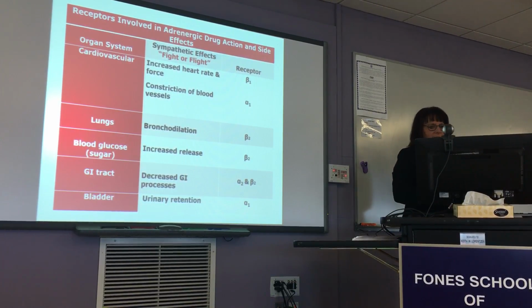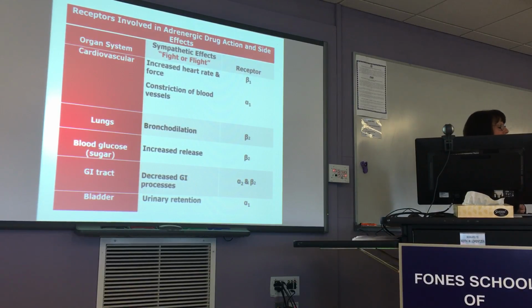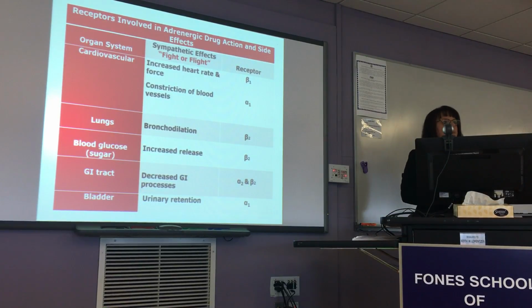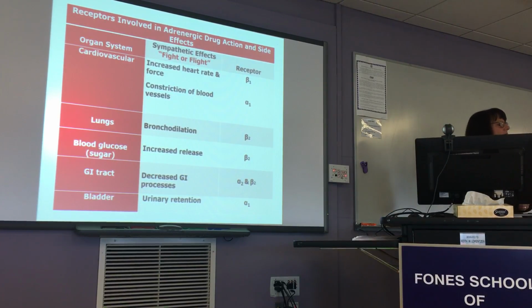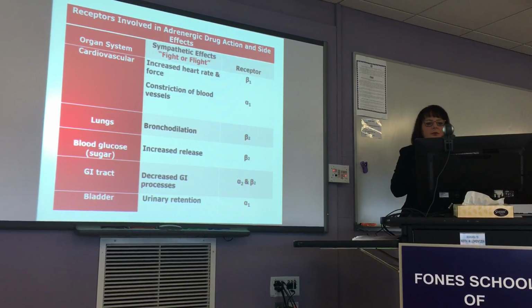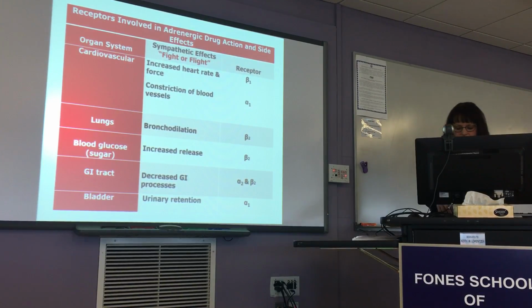GI tract, okay? Decreased GI processes, okay? There are alpha 2 and beta 2 in our GI tract, okay? When it comes to our bladder, I think of that as kind of a muscle in there that can get contracted or expanded. That's also an alpha 1. It's helpful to remember these. Not hard to learn these.